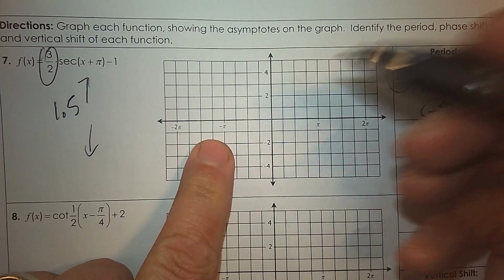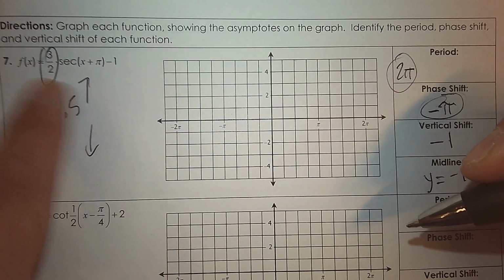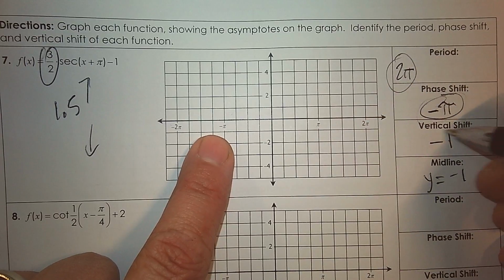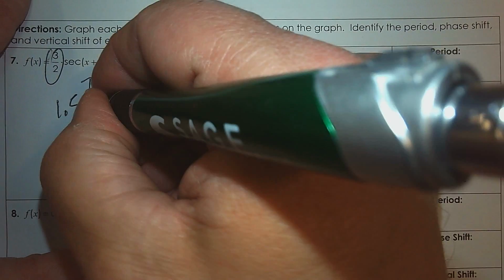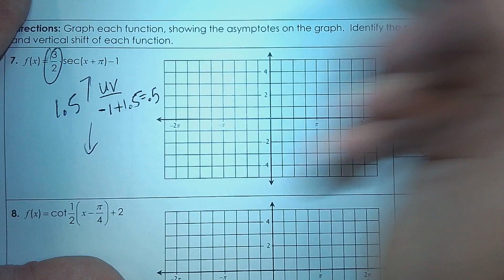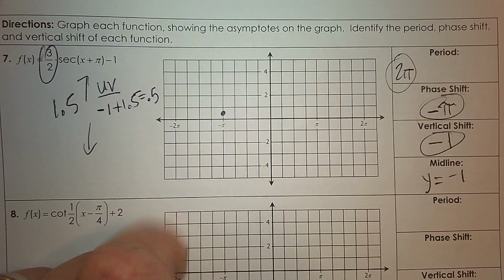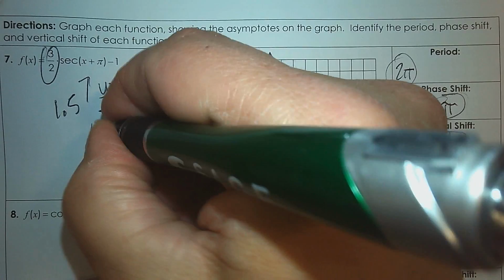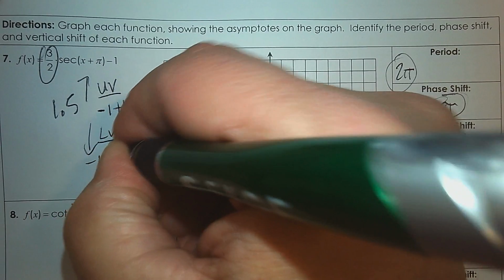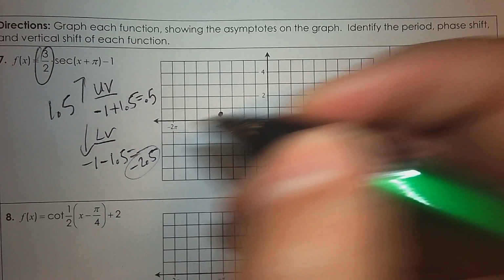There it is. What does secant start with? An upper or lower vertex. Because it's positive in front, it starts with an upper vertex. Now my midline is at -1. For my upper vertex, you start with the midline and you add 1.5. That gives me 0.5. So at negative pi, I'm going to go to 0.5, and that's my upper vertex. For my lower vertex, I go -1 subtract 1.5. That's -2.5. So when I'm doing my lower vertex, that number is what I'm going to.